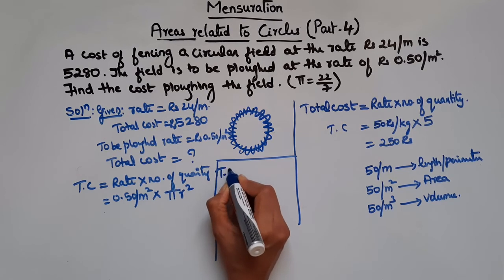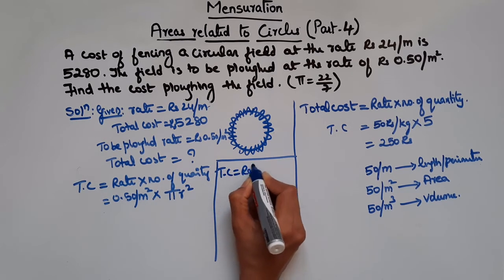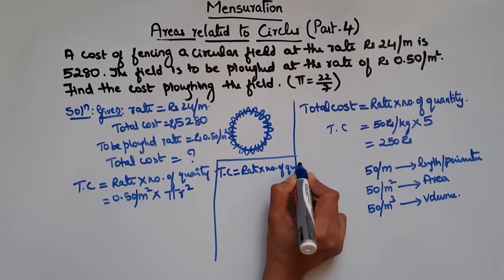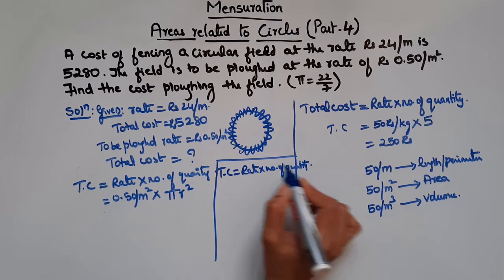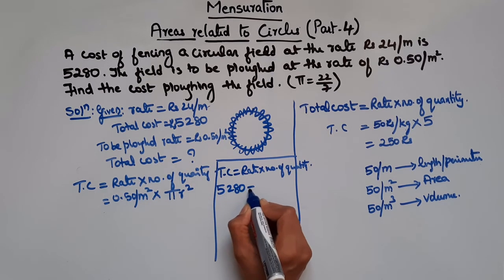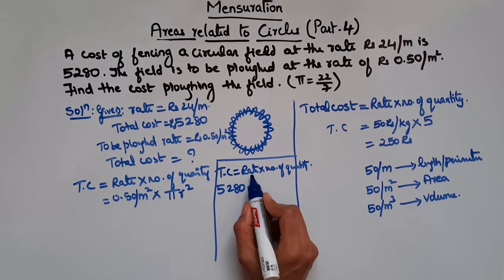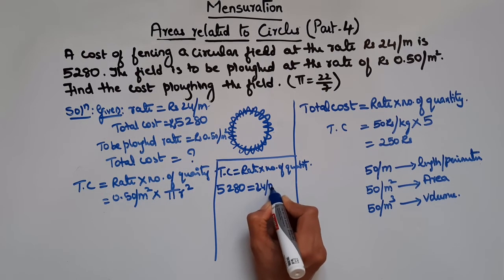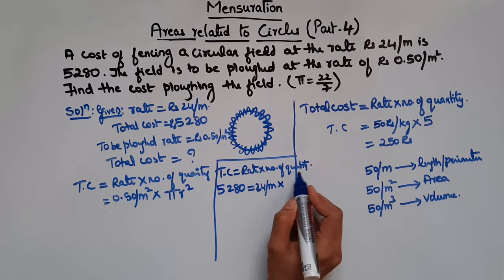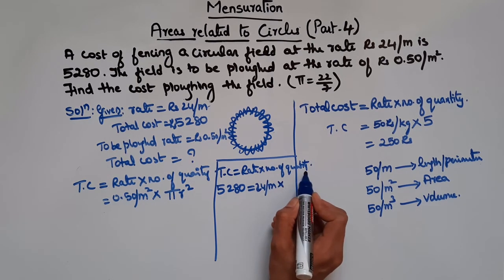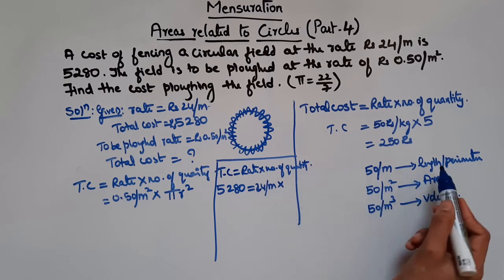So we know total cost is equal to rate into number of quantity. So total cost is 5,280, which is equal to rate. Rate is given as rupees 24 per meter into number of quantity. Here this rate is in per meter. That means the number of quantity will be nothing but the length or the perimeter.